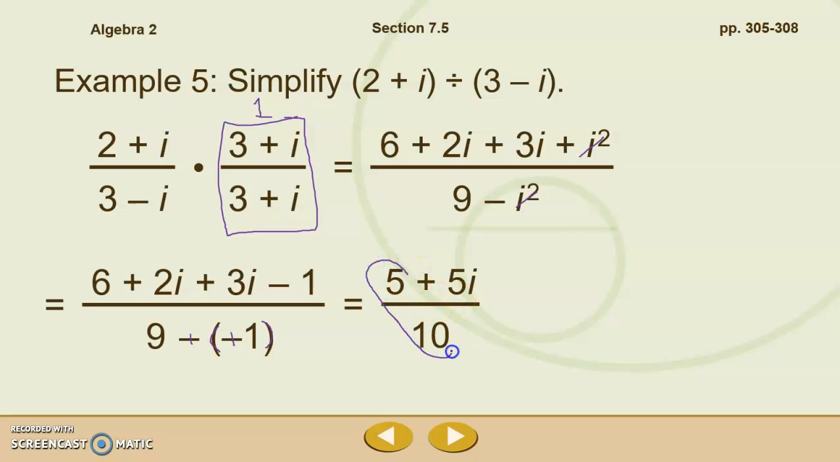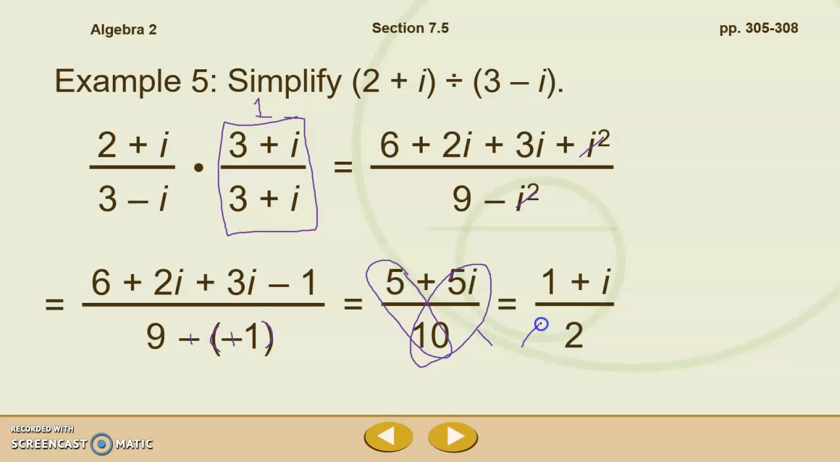Now, like we said before, when we've got multiple terms and they all share a common denominator, we can write those as separate fractions. So I can write that as 5 over 10 plus 5i over 10. And 5 over 10 simplifies to 1/2. 5i over 10 is 1/2 i, or i over 2. And 1 plus i over 2 is our final answer.